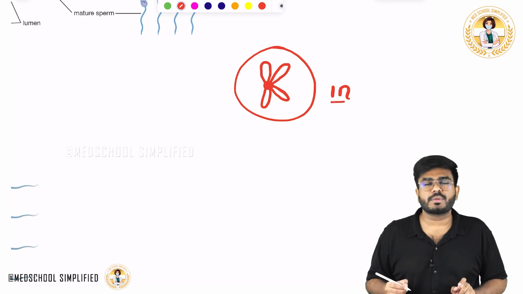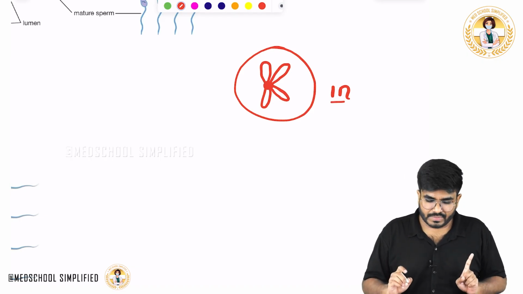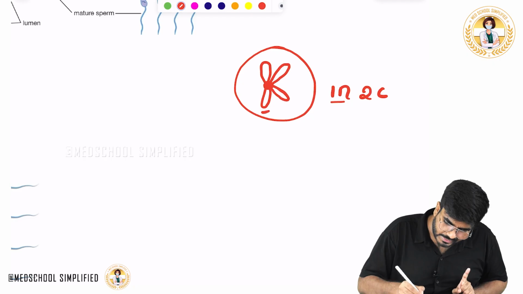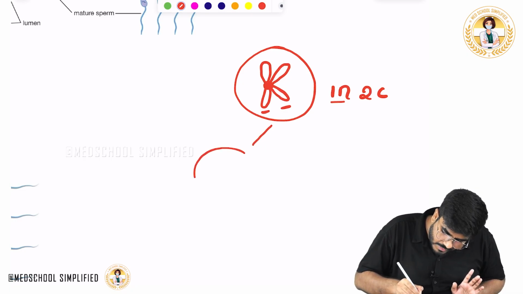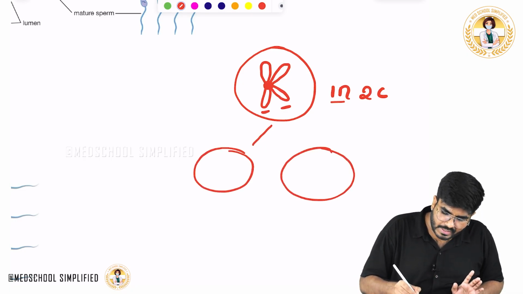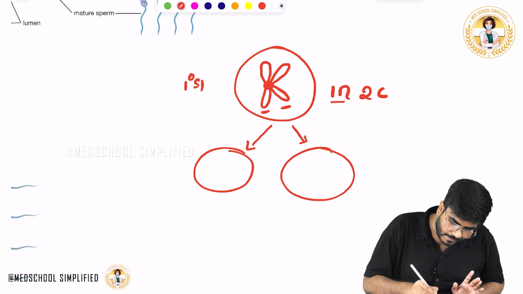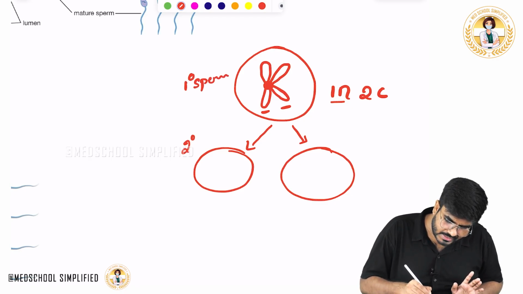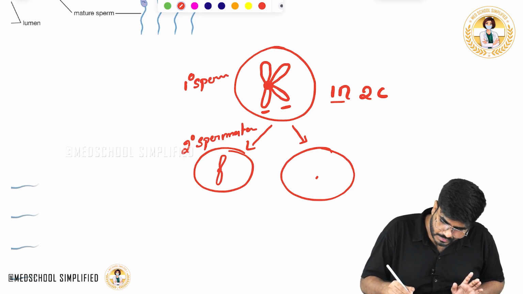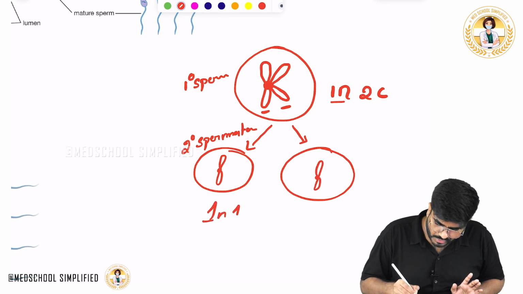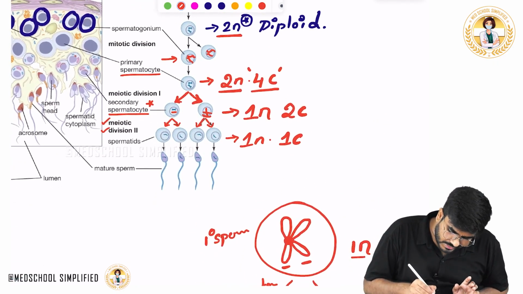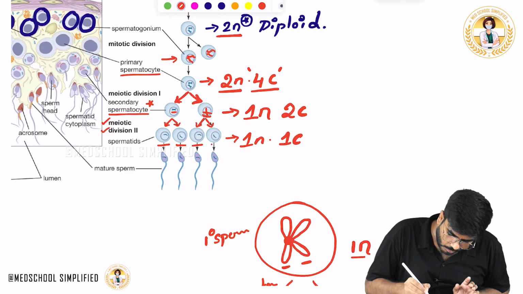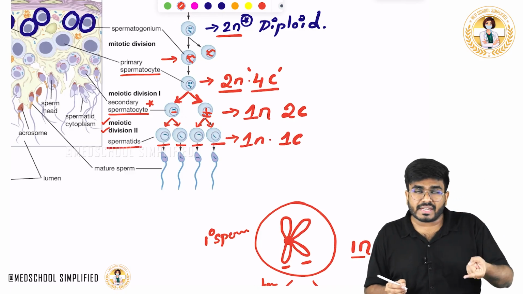Based on the number of centromeres, it's the same 1n, a haploid cell, but 2c, two sister chromatids are there, this and this. So in meiosis 2, this cell is going to divide something like this, and it becomes 1n, 1c and 1n, 1c. So this is what is happening. Secondary spermatocytes are going to become spermatids.